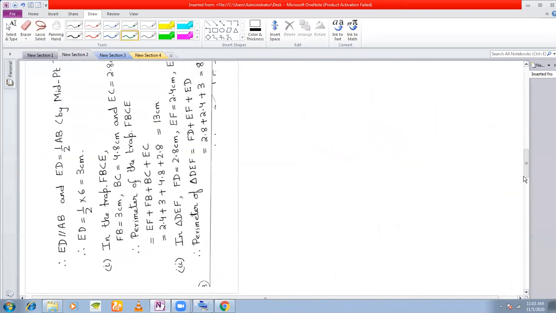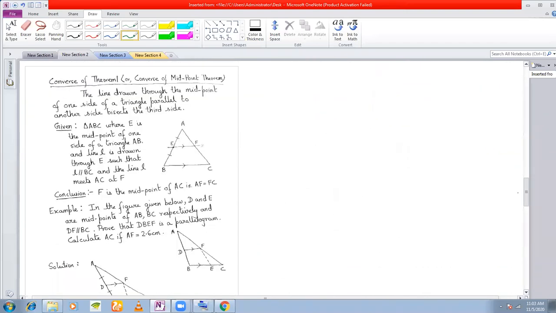We move on to the converse. Now converse, you have to understand. This is a little converse. What do you mean by converse? Do you know what you mean by converse? Converse means the opposite. Converse means just the opposite.